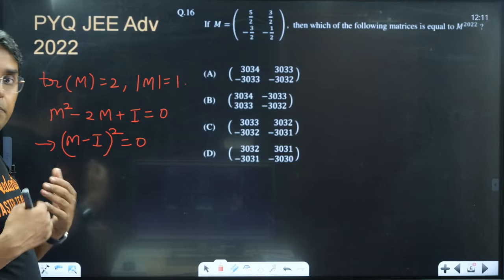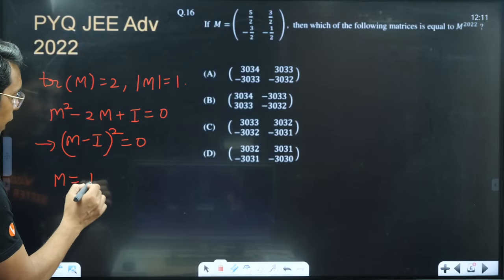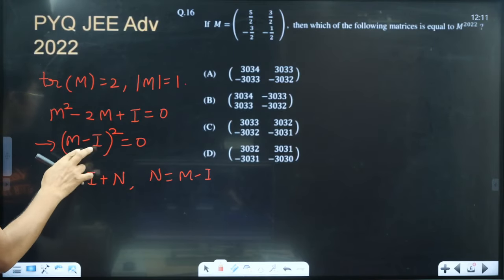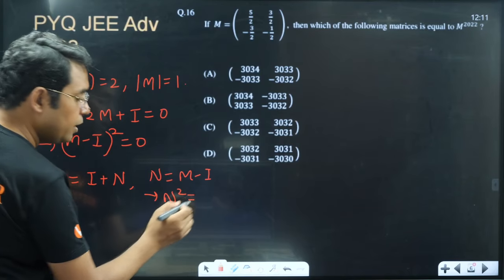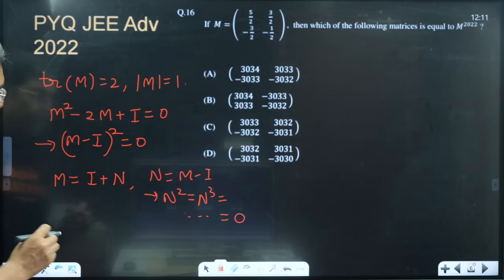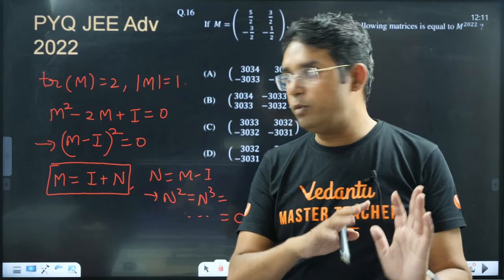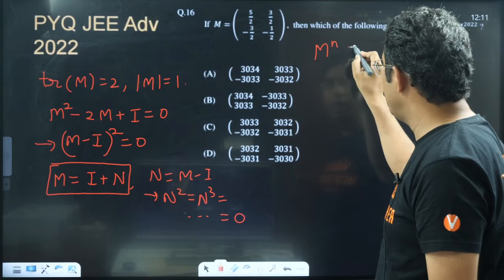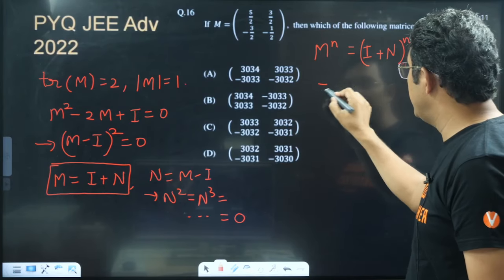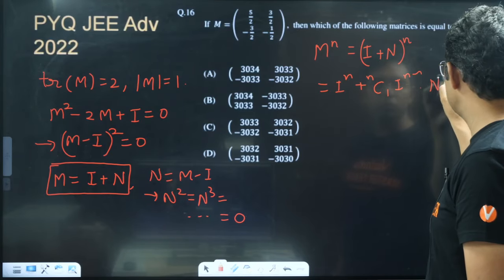Now this will make it very easy to find M power 2022. How? Please see. Suppose I write M is equal to I plus N, where N is actually M minus I. So N square, and if you take higher powers, N cube and so on, they all will become equal to the null matrix. Now in such a relation, because I in a matrix is commutative when you take the product, you can apply the binomial theorem. So if I have to find M raised to the power n, you can apply the binomial theorem, I plus N whole power n. So in this binomial theorem, we will get I power n plus nC1 I power n minus 1 into N power 1.